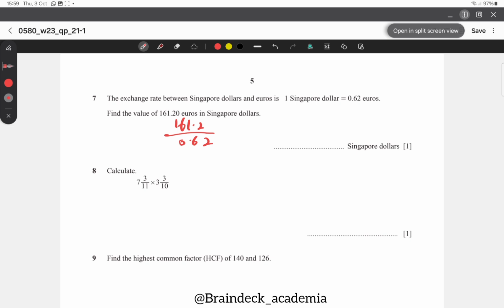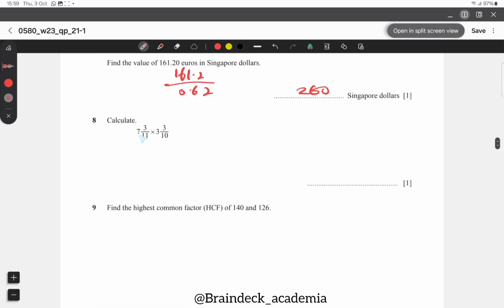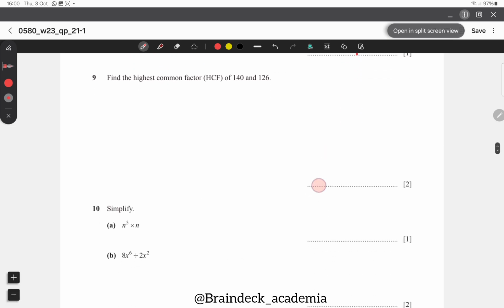161.2 divided by 0.62, and our answer is 260. That's our answer for this one. All right, for this particular one, let's change this to an improper fraction. This is 80 over 11 times 33 over 10. So 11 cancels here, 3 and 10 here, 8. 8 times 3 is what? 24. That's the answer for that one.